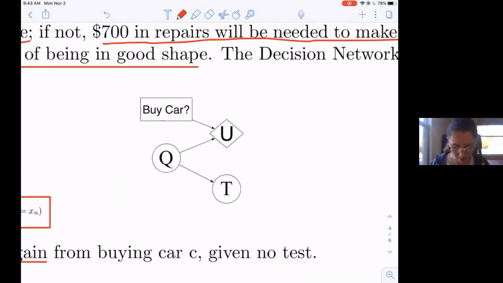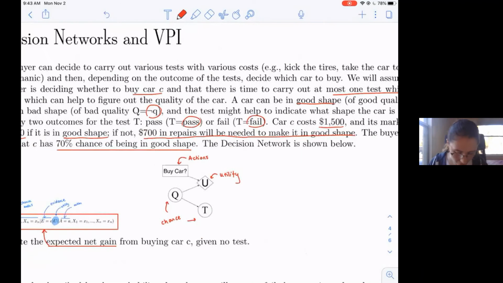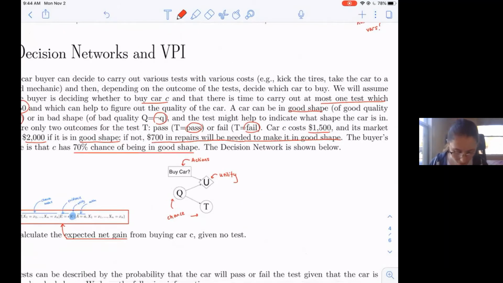Let's quickly remind ourselves what this decision network represents. Square or rectangle nodes represent actions. So this is representing whether or not the buyer should buy the car. They can take that action. These diamond nodes represent utility. So how much value the buyer gets from this particular car purchase. And then these circle nodes are chance nodes, which represent, in this case, the probability of the test passing or failing, and also the probability of the car being in good or bad shape.